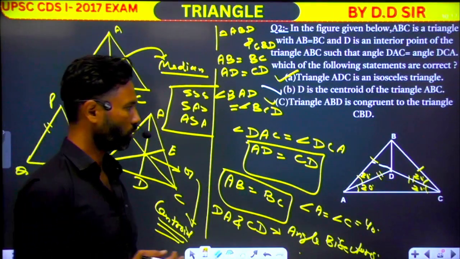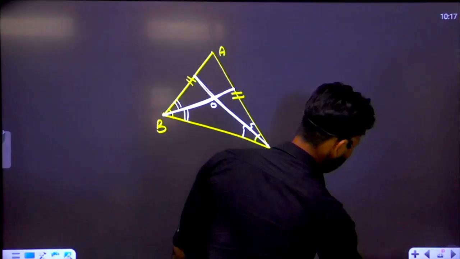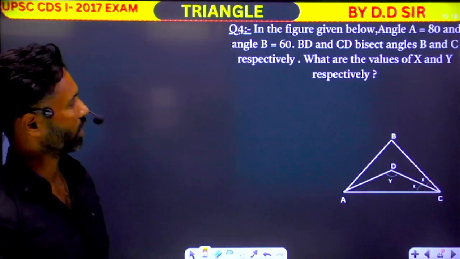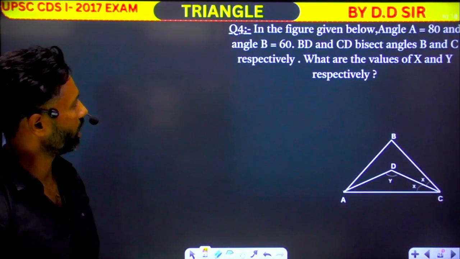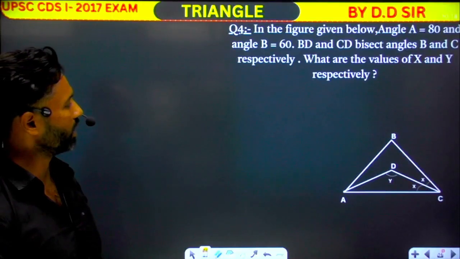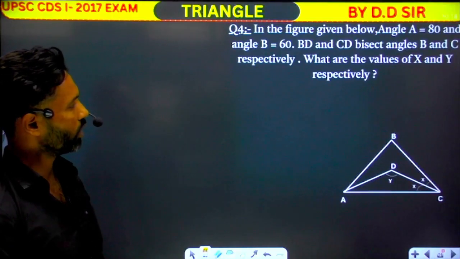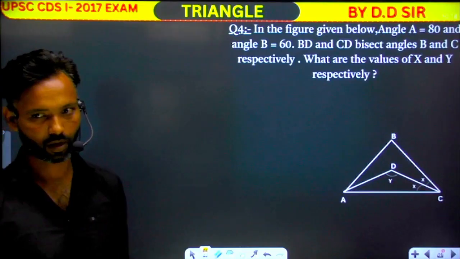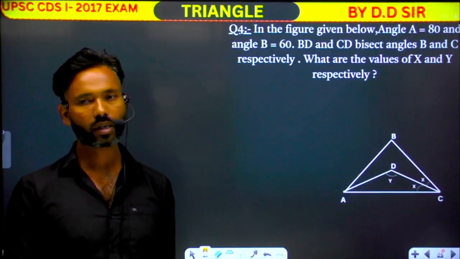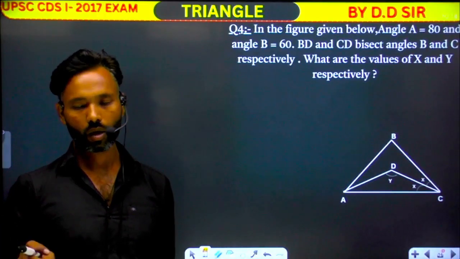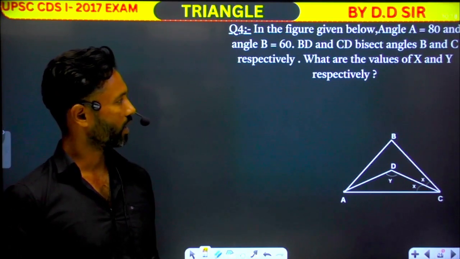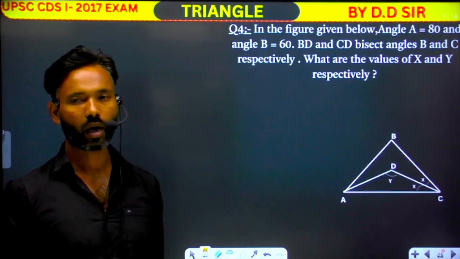Okay, let's move to the next question. The next question is: in the figure given below, angle A is equal to 80 degrees, angle B is equal to 60 degrees. BD and CD bisect angle B and C respectively. What are the values of X and Y respectively? In this question I have not typed the options. In a few questions I have not typed the options, in a few questions I have typed the options. Where we can calculate the answer without the help of the options, I didn't type them.